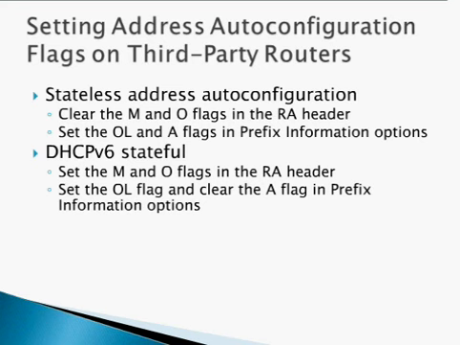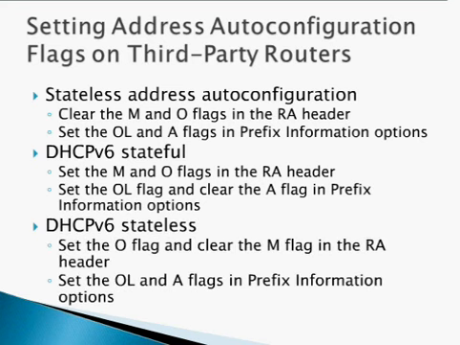For DHCPv6 stateless, set the O flag. Okay, so we're saying use DHCPv6 for other configuration, but clear the M flag. Don't use DHCPv6 for addresses, and then set both the OL and A flags in the prefix information option. So we're getting all of our addresses through our RAs, and we're just getting additional configuration settings through DHCPv6.